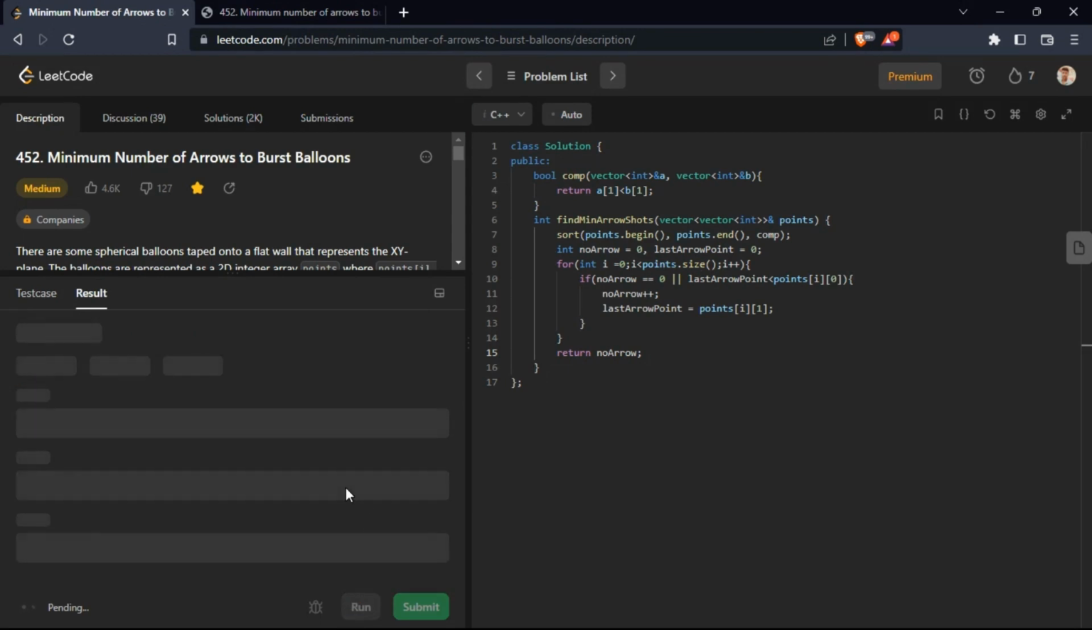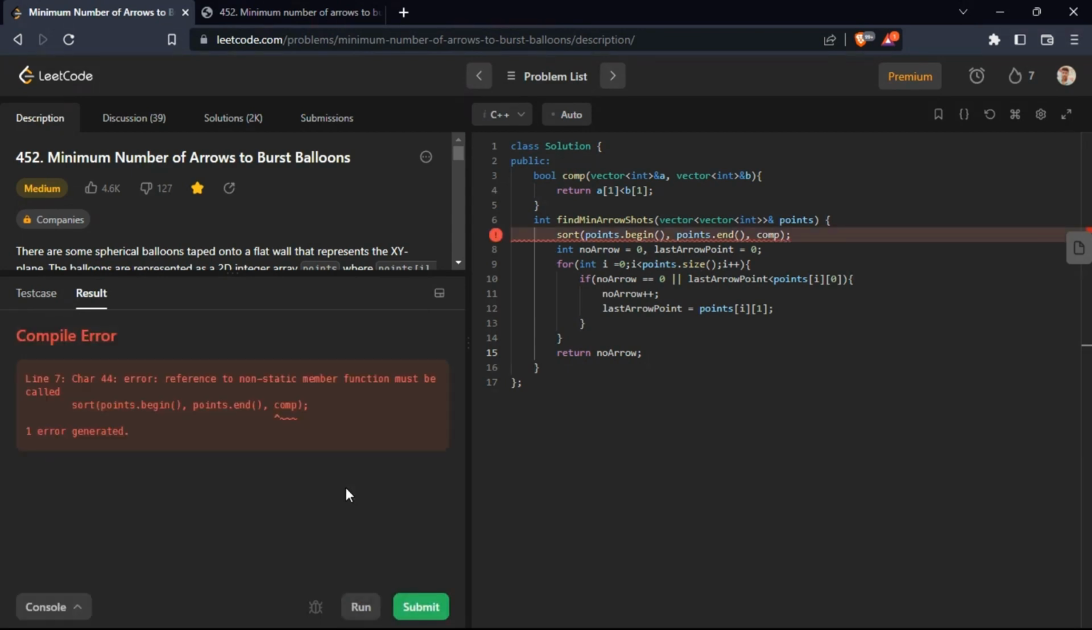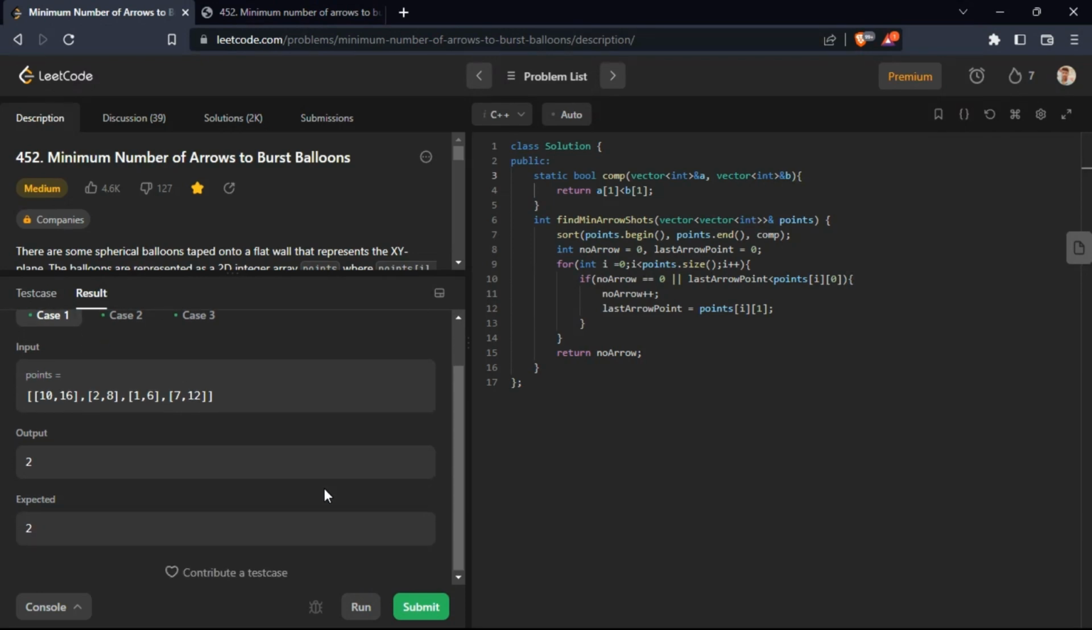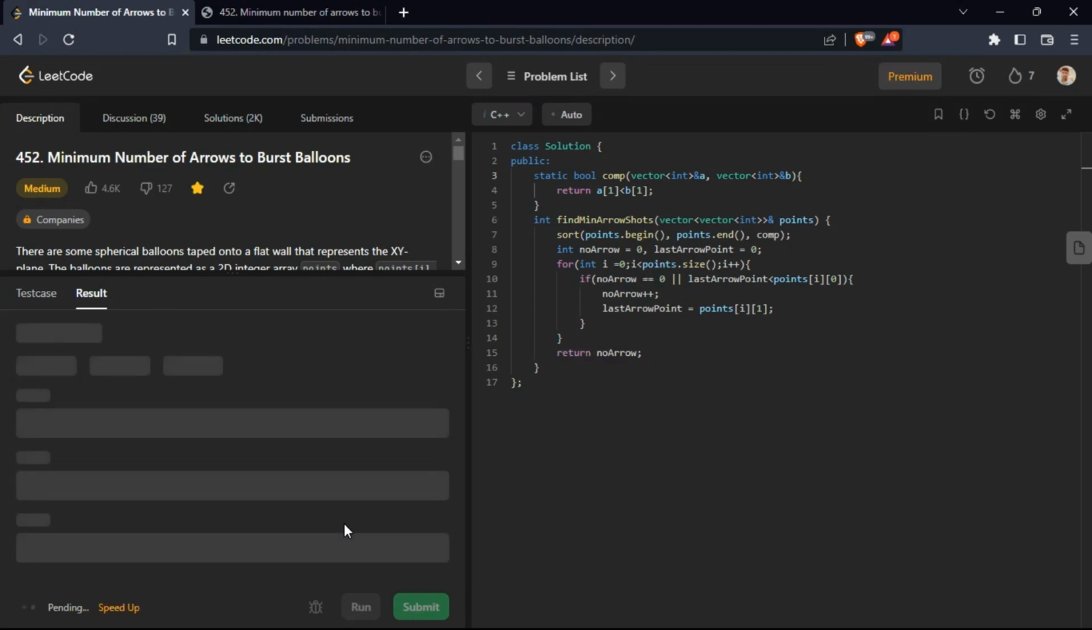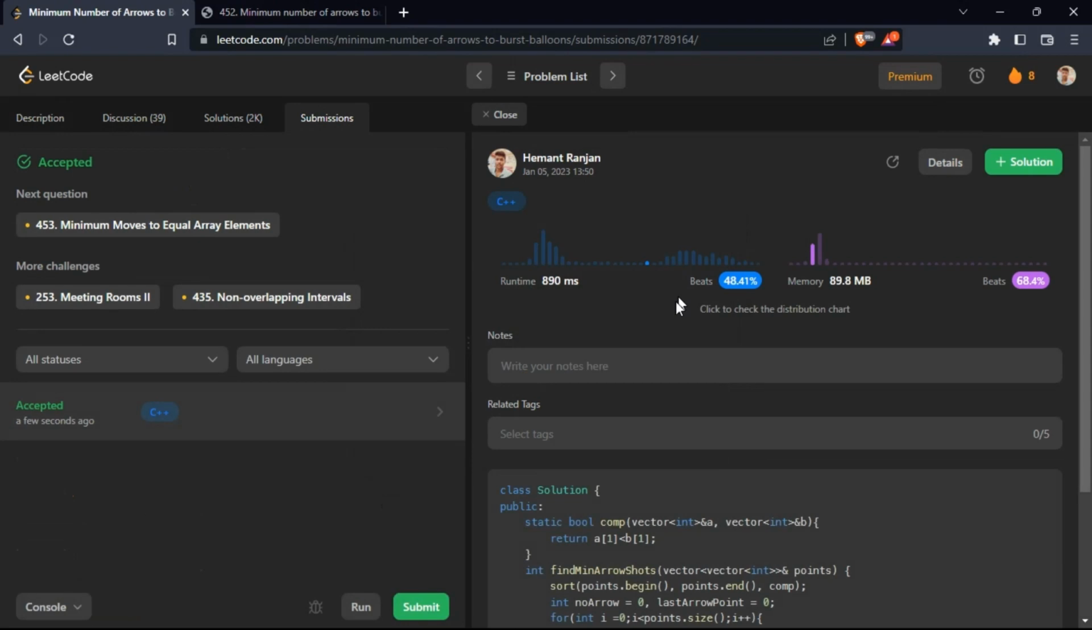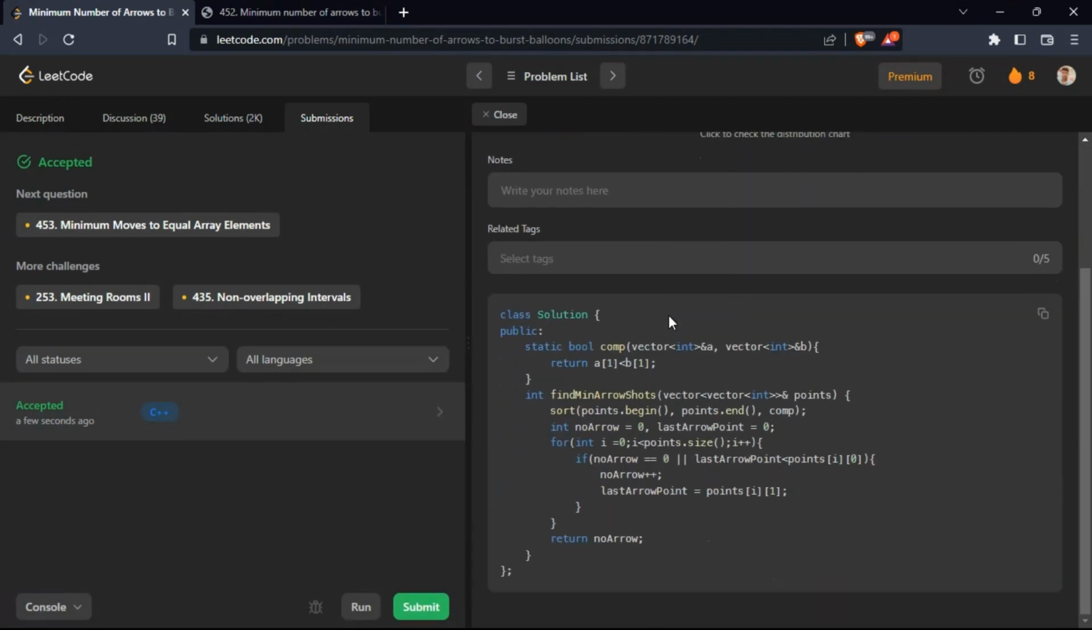Let's try to run it. So all test cases are passing. Let's try to submit it. So it got accepted. So this is the solution for today's minimum number of arrows to burst all balloons.